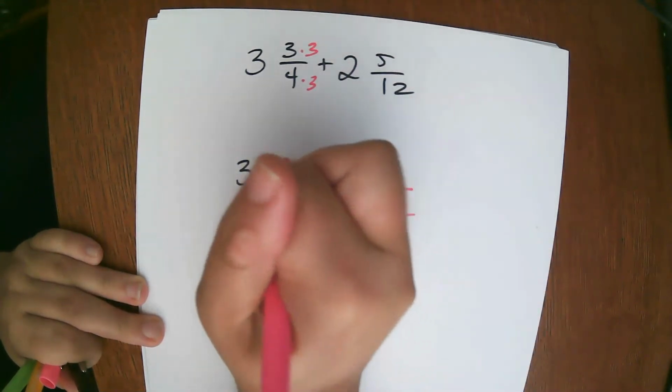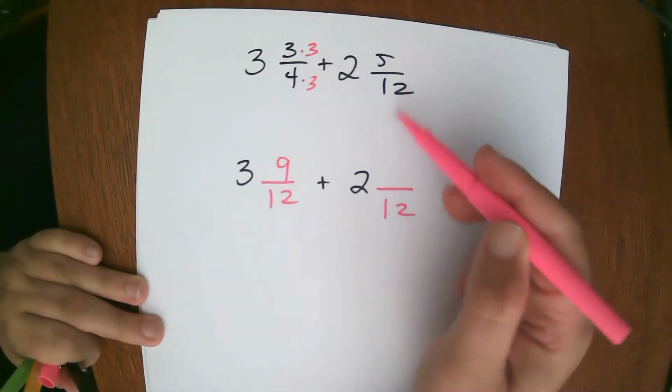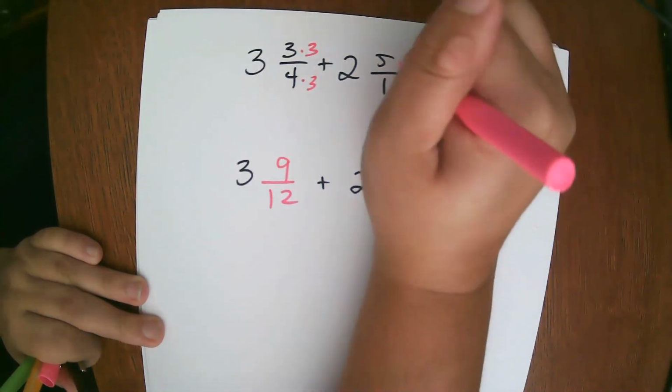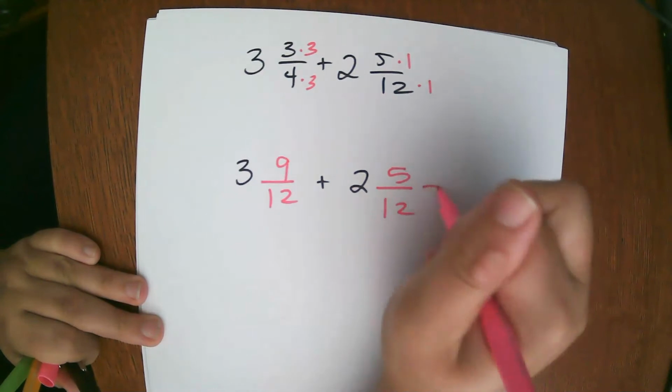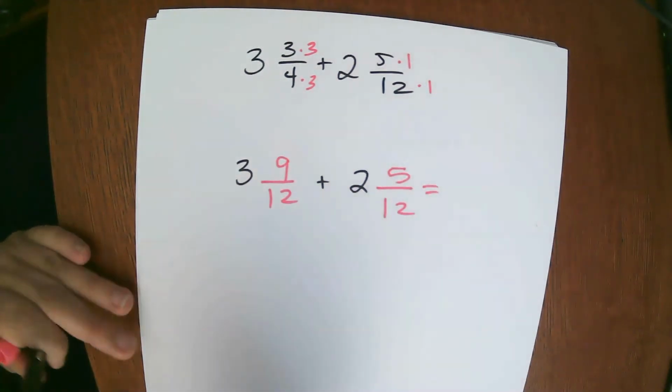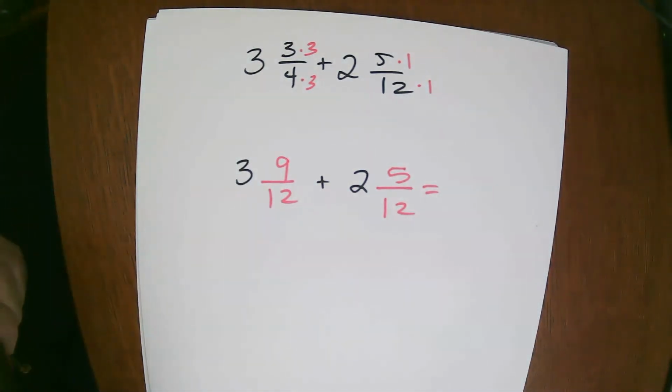What did I multiply 4 by to get to 12? Well, I multiplied by 3. So my new numerator is 9. What did I multiply 12 by to get to 12? 1. So my numerator here remains 5.